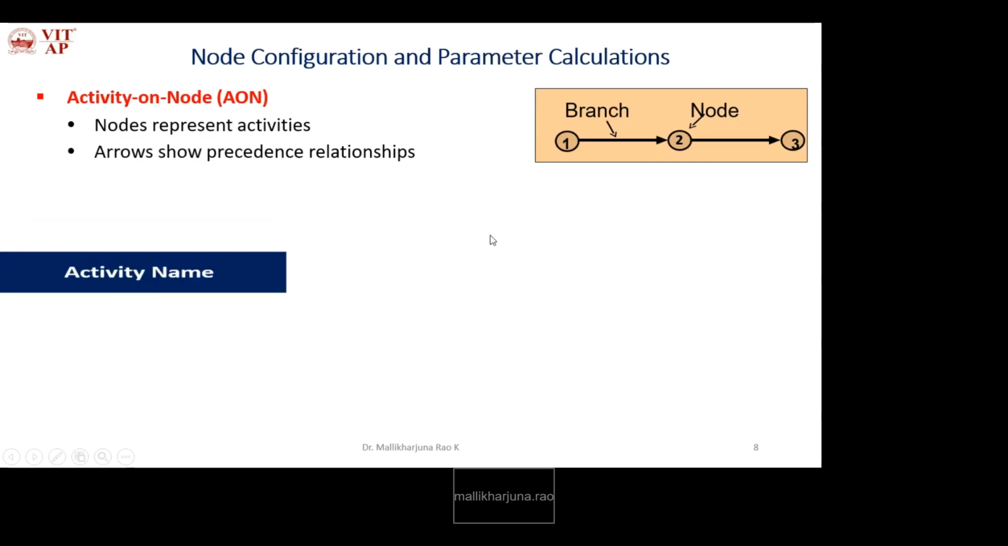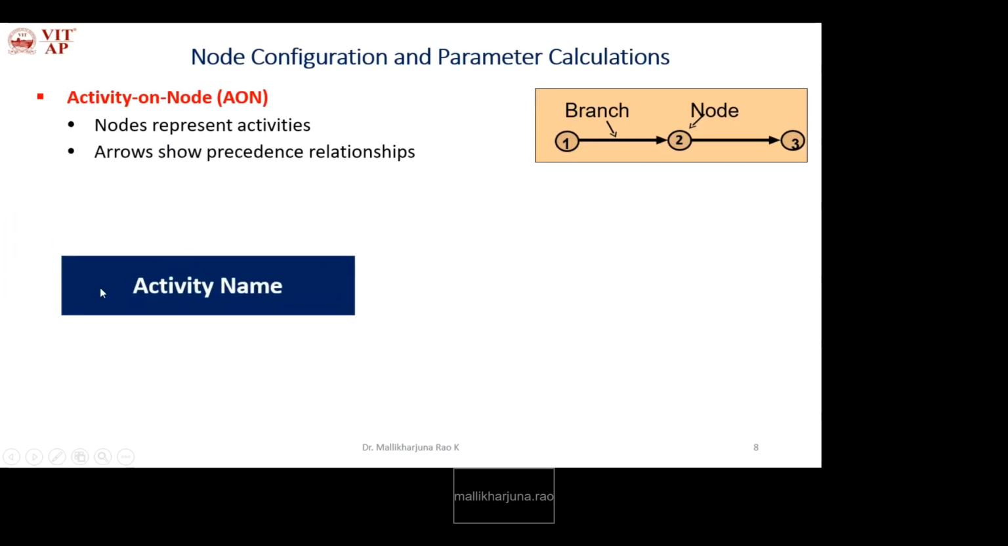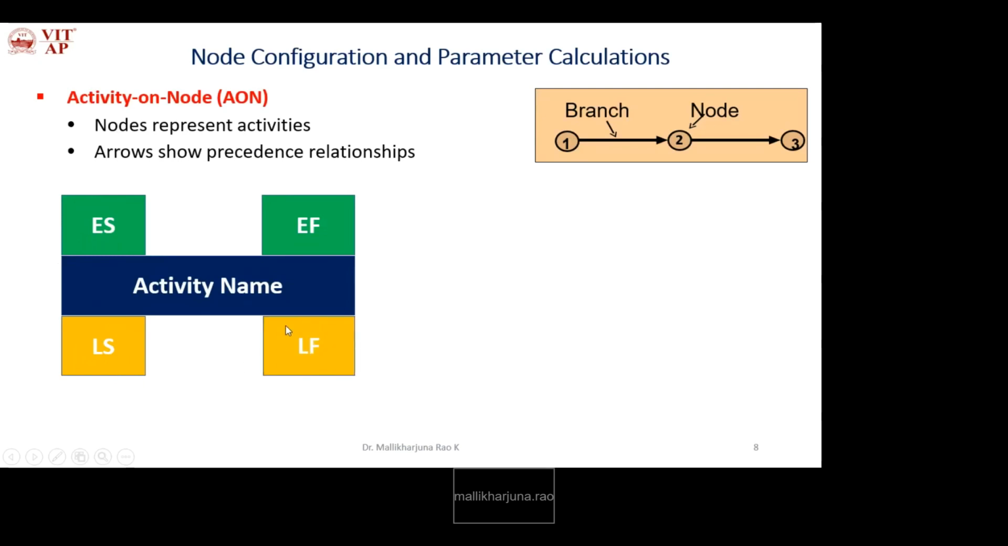Every node has 6 parameters. The central portion contains the activity name. The first parameter is early start, the start time of the activity, and early finish. That is, if the activity starts by this time, it has to finish by this time. Then latest start. If the activity has not started by this time, the maximum waiting period for this activity is this LS. By this time it has to start. If it starts by this time, it has to finish by this time. Latest finish. And duration, the maximum time for this activity.